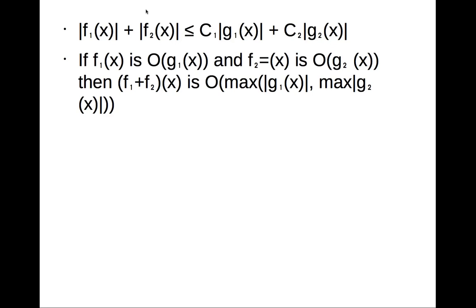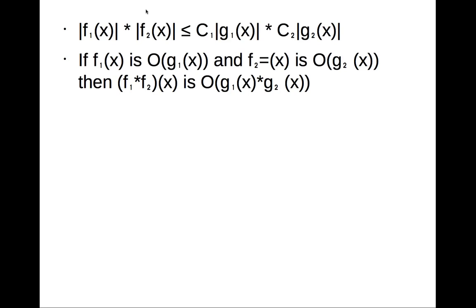So if you have something like n squared and n log n from the graph that we had earlier, n squared will clearly be a bigger function, or the dominant function in this case. So then f1 plus f2 of x would be big O of n squared.